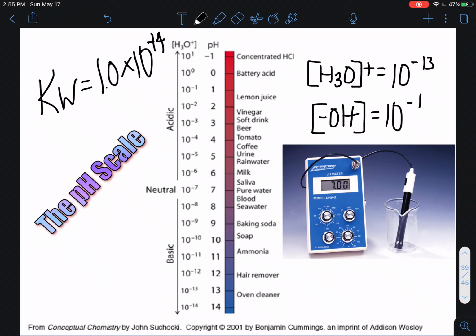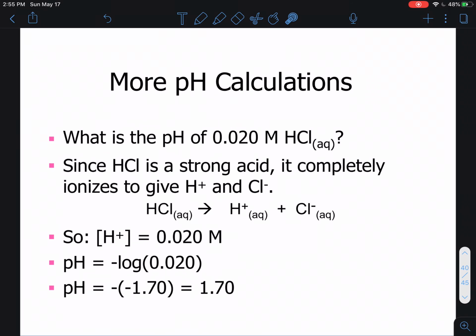Times 10 to the negative 14, okay? And again, when we are multiplying exponents, we're adding them, okay? So this is the scale, and again, the logarithmic scale gives us a much more intuitive interpretation of the concentration of H3O+.